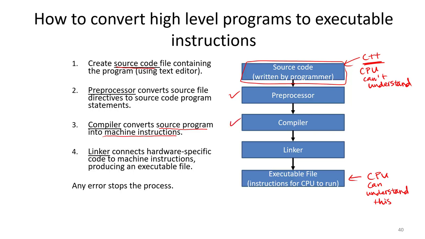And then finally, depending on what kind of hardware we're working with, if it's like a PC or Arduino, smartphone, depending on what we're dealing with, we also may need to use a linker to connect some hardware-specific code to our program. So we also run our code through a linker, and that will finally produce the executable file that we need in order for the CPU to run our program. And if there's any error in any one of these steps, then this entire process is stopped. Often we run into errors during compiling because the compiler will detect that something is not quite right with our code.